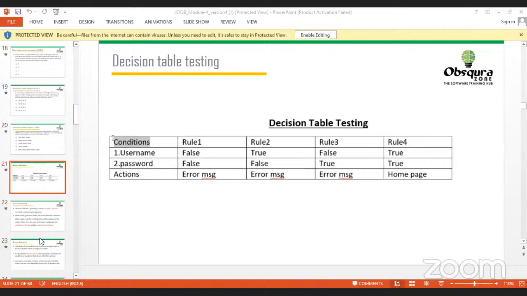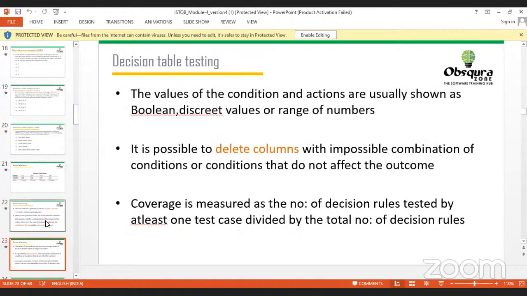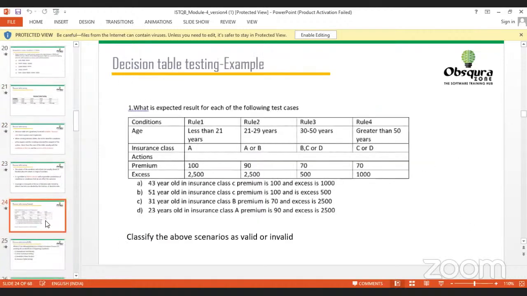So if we have some complex rules and many combinations we have to test, we can use this decision table testing. When we go through a scenario, you will understand it more clearly. Here we can go through this example. What is the expected result for each of the following test cases? You have to pick up the expected result from here. Classify the scenarios. Above, there are four scenarios given here. You have to classify them as valid or invalid.